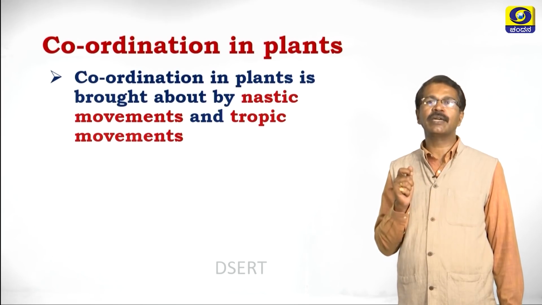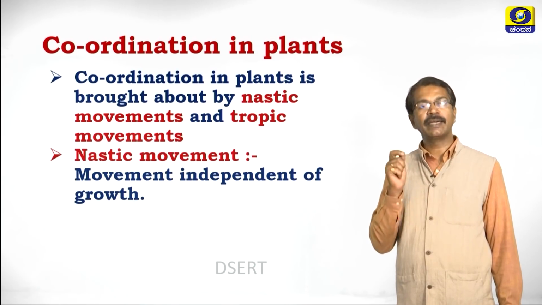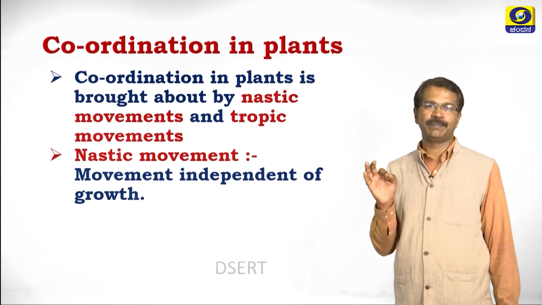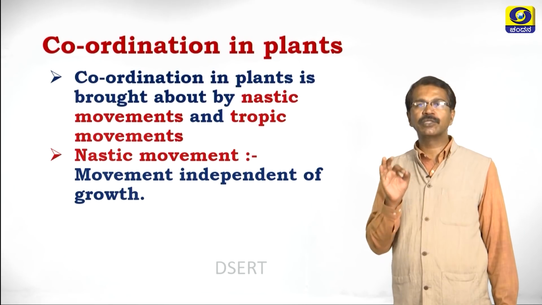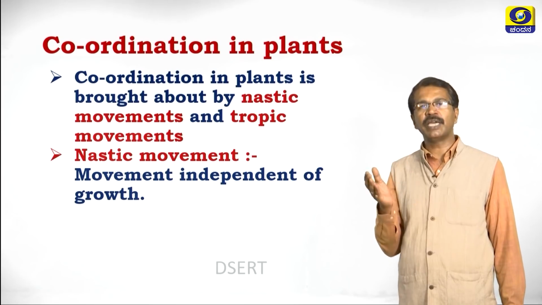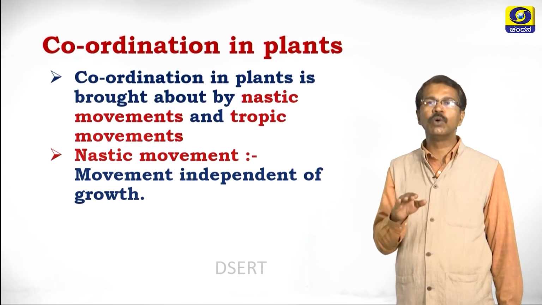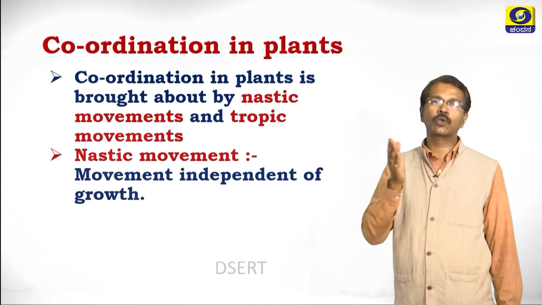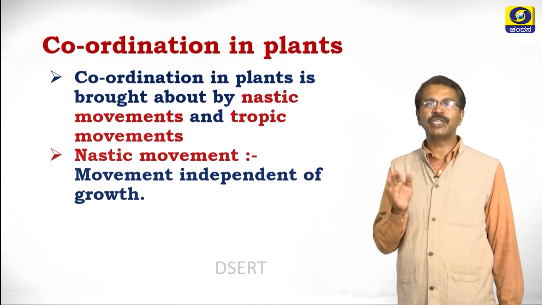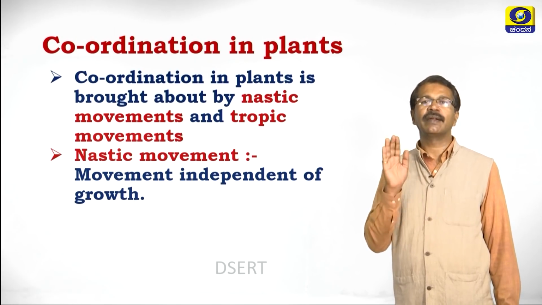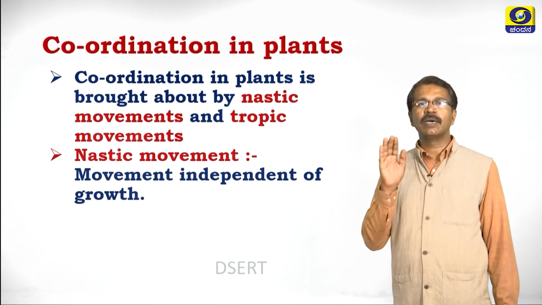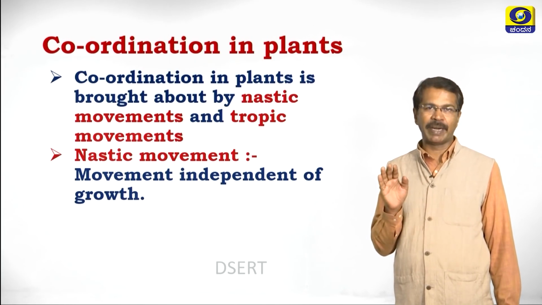What are these nastic and tropic movements? Let us study about this. Nastic movements are those movements which are independent of growth. The movement does not involve the growth of the plant. Just a part of the plant will be moving away from the stimulus or towards it. Here growth is not involved. Such movements we call nastic movements. Otherwise, these are called growth independent movements.